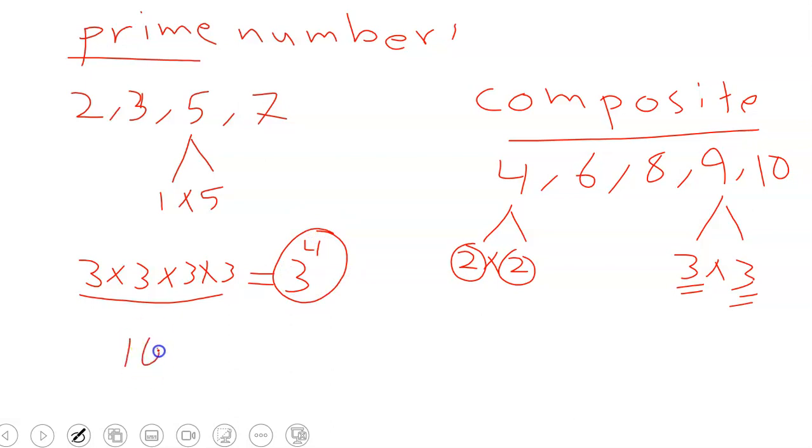Another example, 10 multiplied by 10. So we multiply 10 two times. It is a product of the same factor. So 10 is the base and 2 is the exponent, how many times we multiply the factor. So how do we read it? 10 to the second exponent. So the number 10 raised to the second exponent, or we can say 10 to the second power.